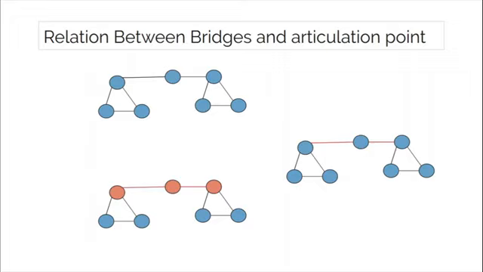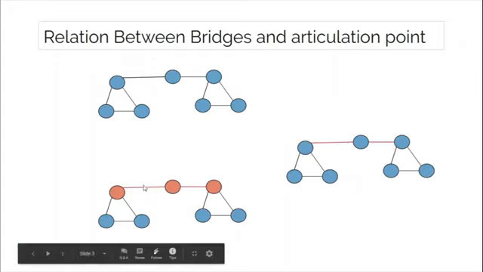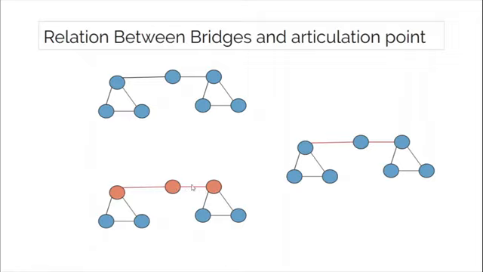Now, can you see any relation between articulation points and bridges? Well, there is one observation we can make, and that is that an endpoint of a bridge is actually an articulation point. As you can see, these two are endpoints of this bridge and these two are ends of this bridge.